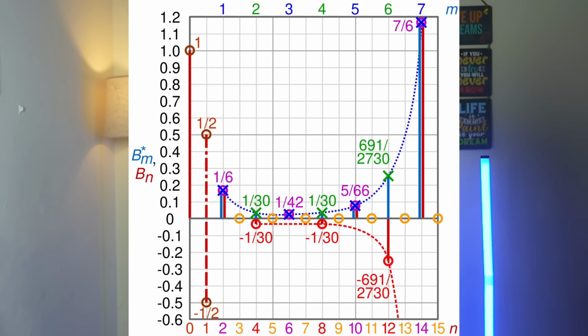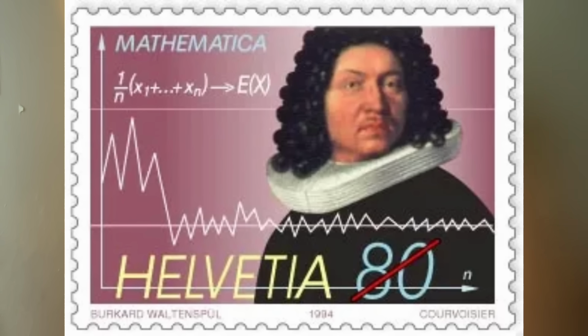Now the question is, what are Bernoulli numbers? Bernoulli numbers are a special sequence of numbers used in mathematics, especially in calculus, number theory, and series calculations. They were first discovered by the Swiss mathematician Jacob Bernoulli around 1689. Later, Ada Lovelace wrote the first algorithm for calculating Bernoulli numbers using the analytical engine.